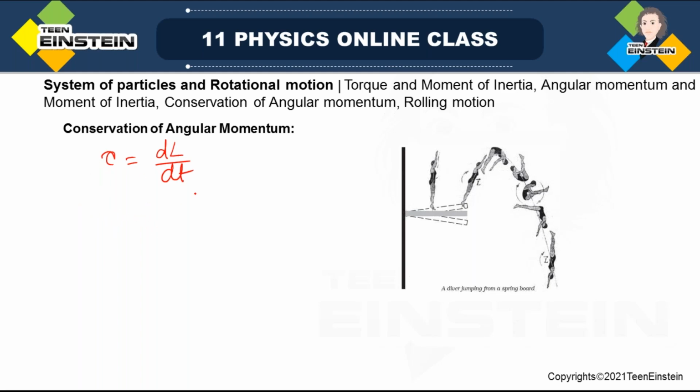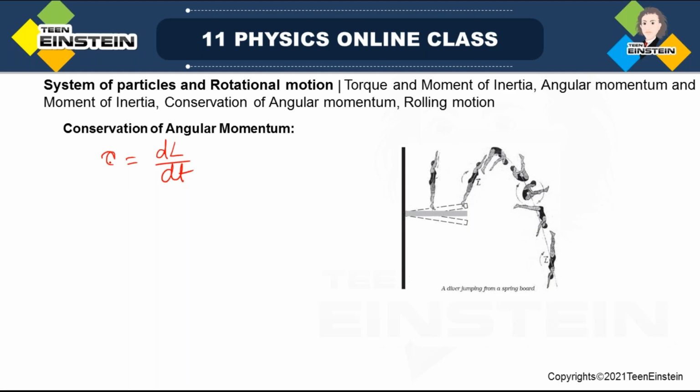Now what the conservation of angular momentum is saying is that if the external torque is zero, the conservation law is exactly the same as for linear or translational motion. If the external force is zero, then the total momentum will be conserved. In this case, if the external torque is zero, then what will happen?